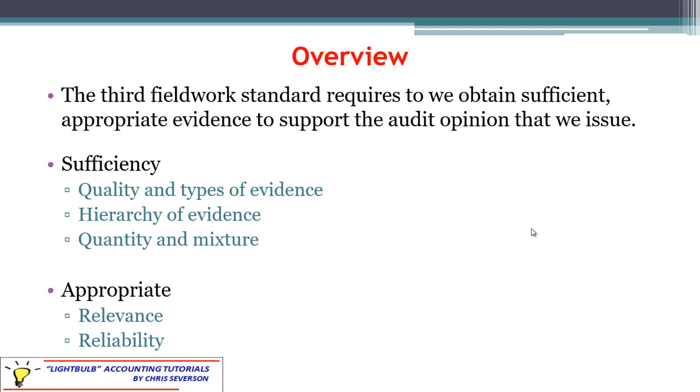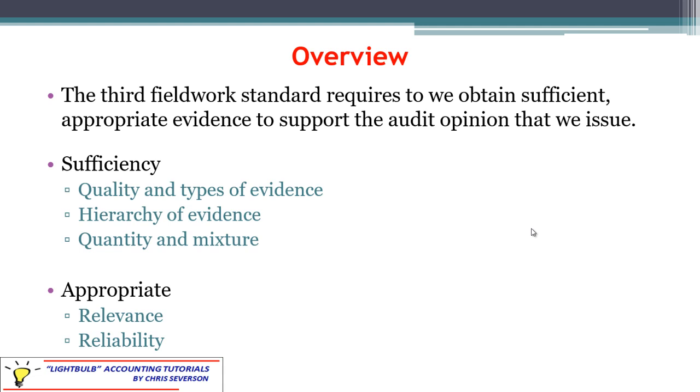Sufficiency and appropriate. So the sufficiency of evidence, what makes evidence sufficient? In other words, when do we have enough? This is talking about the weighting of evidence. So we have different types of evidence that could come into play. What quality does each type of evidence possess? So that's really what we're going to get into there.